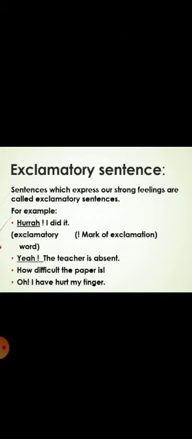For example, you are playing a game and you have achieved your target, or made some new record in that game, how would you express it? You would say, "Hurrah, I have done it!" In this sentence, "hurrah" is an exclamatory word, and after that you use a mark of exclamation.